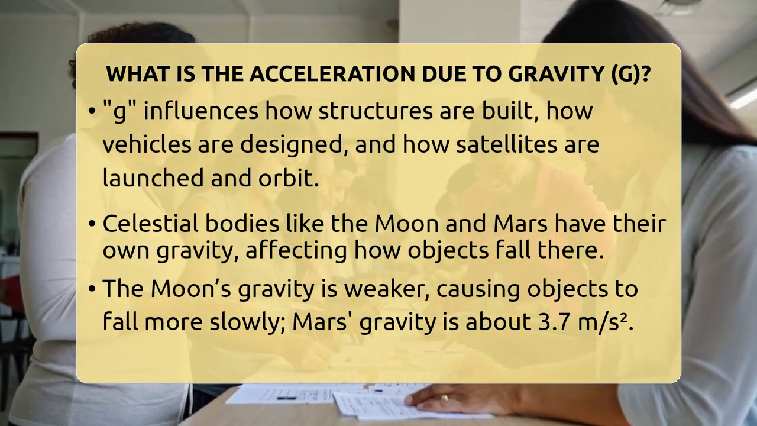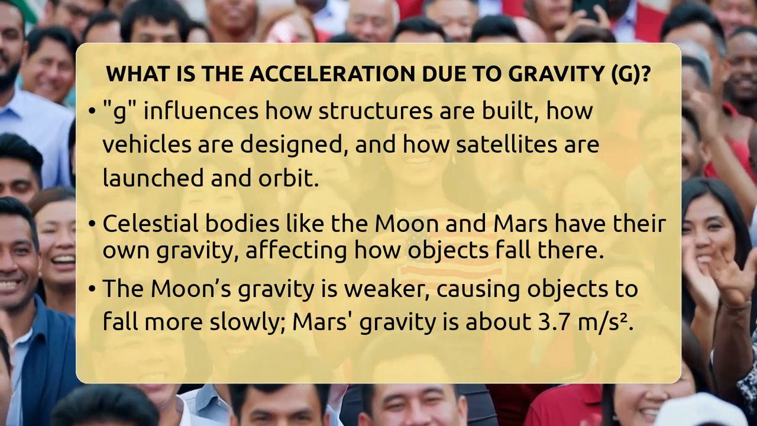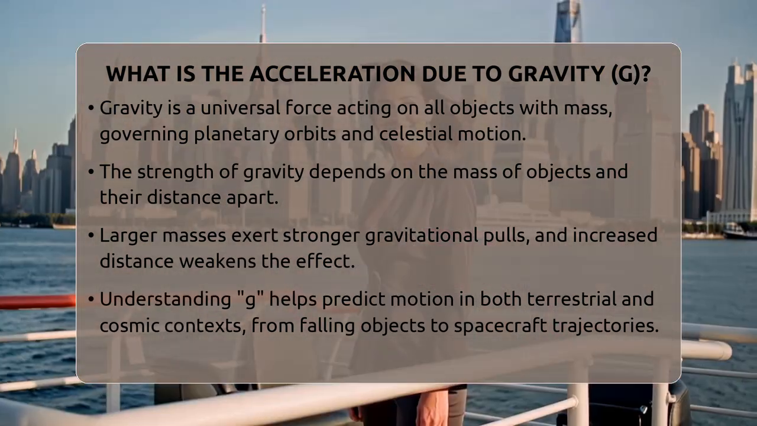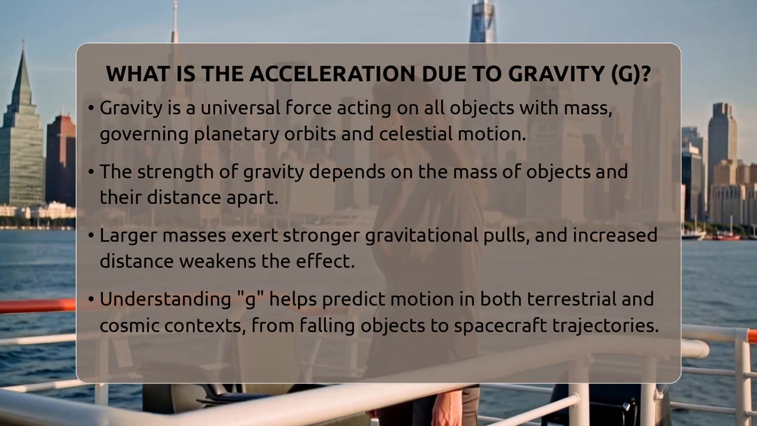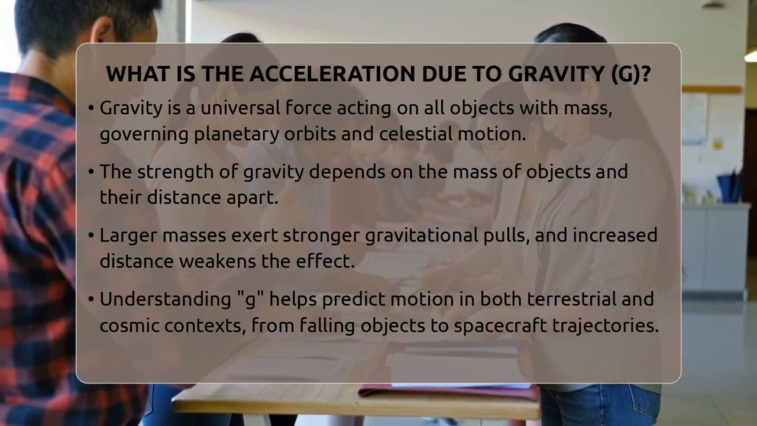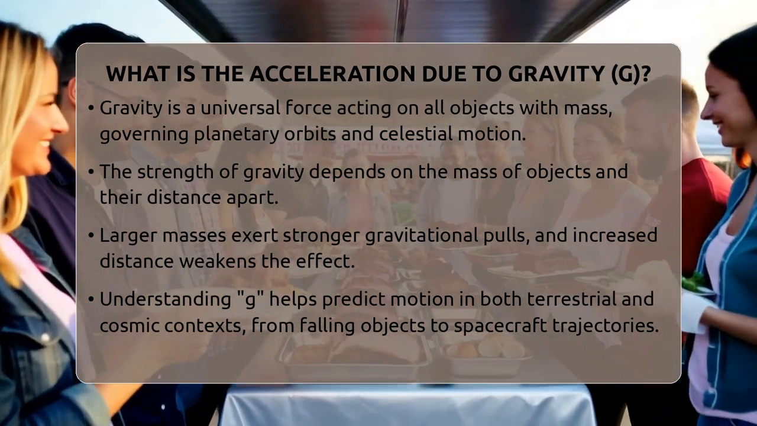It's what keeps planets orbiting stars and moons circling planets. The strength of gravity depends on the mass of the objects involved and how far apart they are. Larger objects exert a stronger pull, and the farther away you are, the weaker the effect. So, the acceleration due to gravity is not just about Earth. It's a universal rule that shapes how everything moves in space.